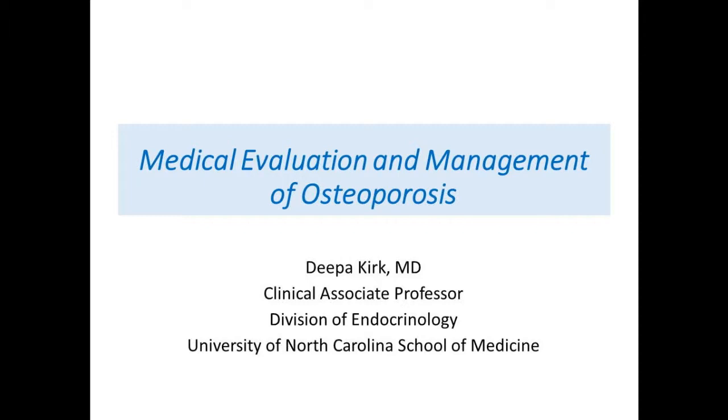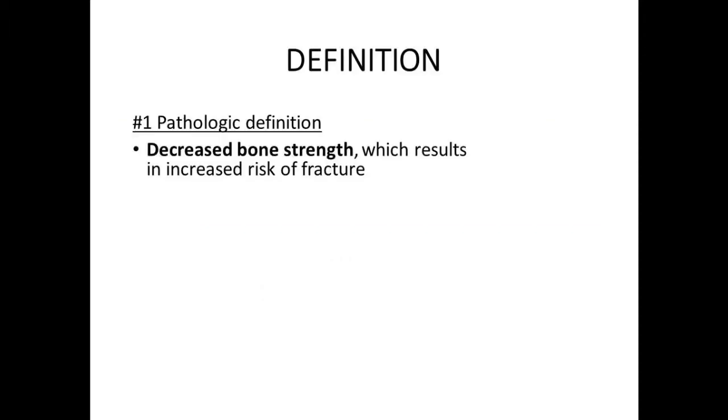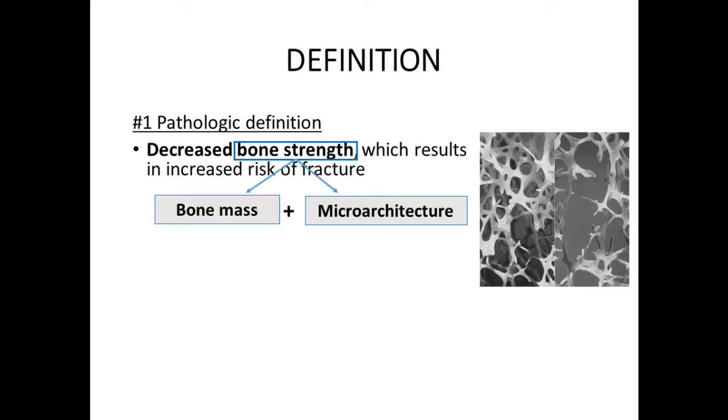All right, how do we define osteoporosis? There's a couple of different ways. Purists would like the pathologic definition, which relies on just decreased bone strength. That's really all we're talking about when we're talking about osteoporosis. And the importance of this is that it results in the clinical outcome, which is fracture, that we're trying to avoid.